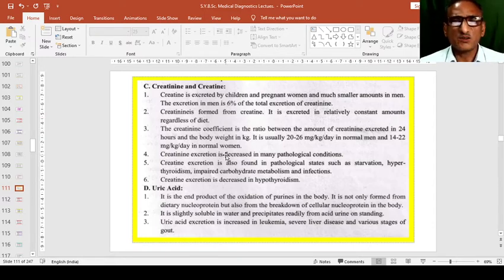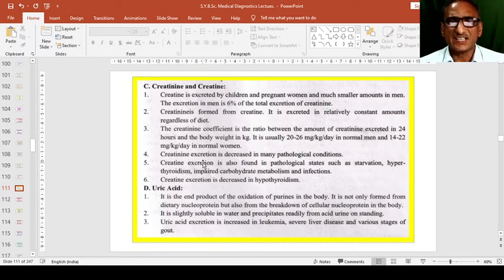The creatinine coefficient is the ratio between the amount of creatinine excreted in 24 hours and the body weight in kilograms, and it usually appears as 20 to 26 milligrams per kilogram of body weight per day in a normal man, and 14 to 22 in a normal woman. So the man and woman ratio is quite different.